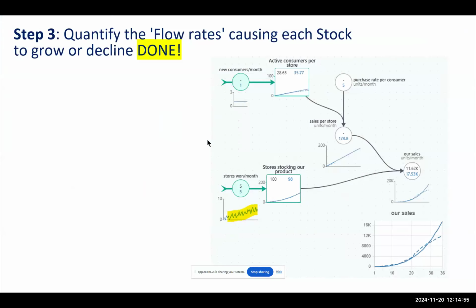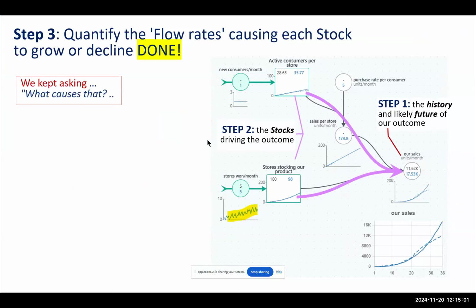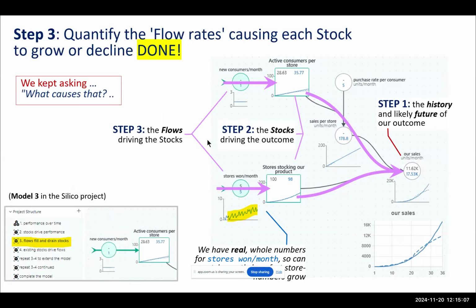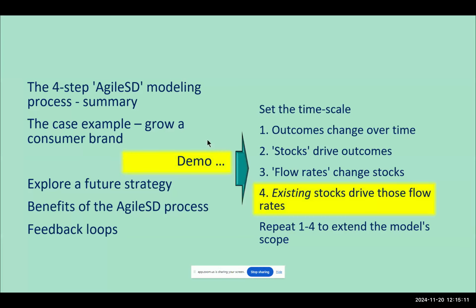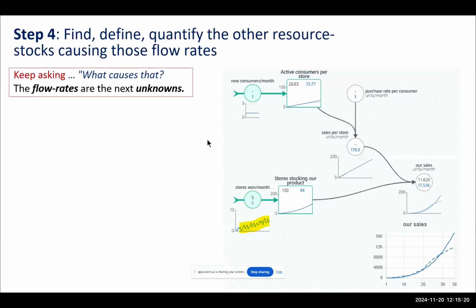Now, we've done step 3. There's step 1, the history. There's step 2, how the stocks are driving that history of outcomes. We've done step 3, how the flows are driving their stocks. And we've got real numbers. So what we need to do now is figure out what's driving those flow rates, and it will turn out to be existing stocks. What causes those flow rates? Keep asking that same question. What causes that? What causes that?